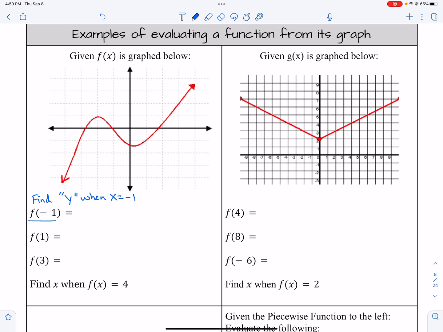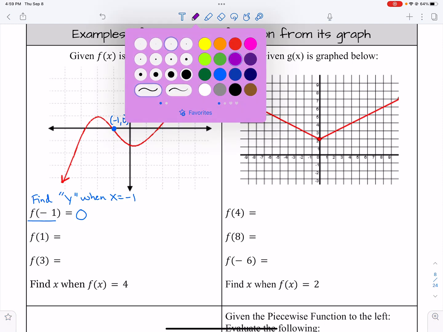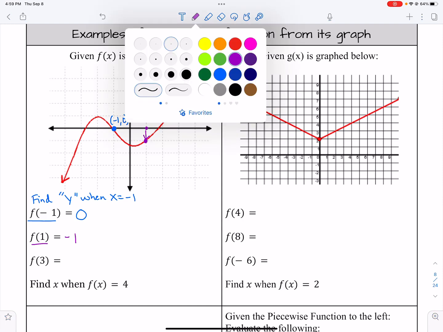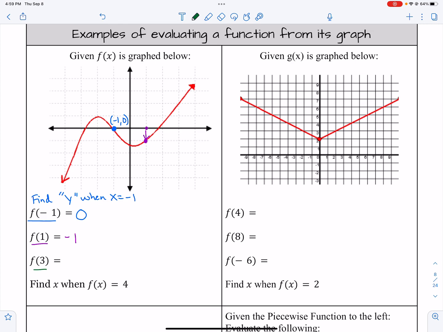All right, so I'm going to go to x equals negative 1 and look at the red graph, the function that's graphed is in red. And so y equals 0 right there because that's the point on the graph. And so that's all I would need to do for that one. For f of 1, I need to go where x equals 1. So where x equals 1, I go down to the graph of the function and pick that out. So y equals negative 1. And then where x equals 3, so I've got to go to 1, 2, 3, and then go to that point on the function, and I see that y is equal to 2.